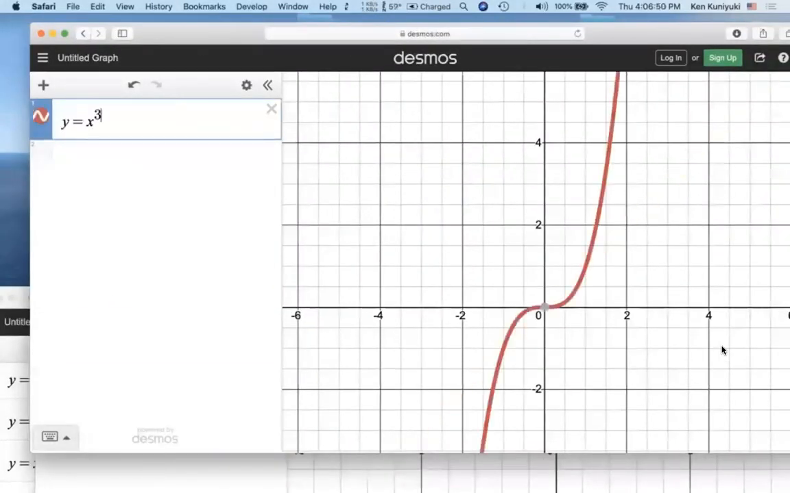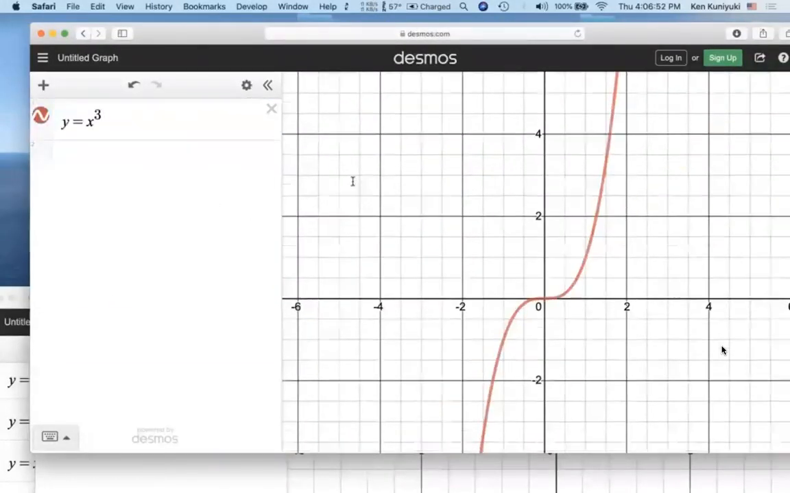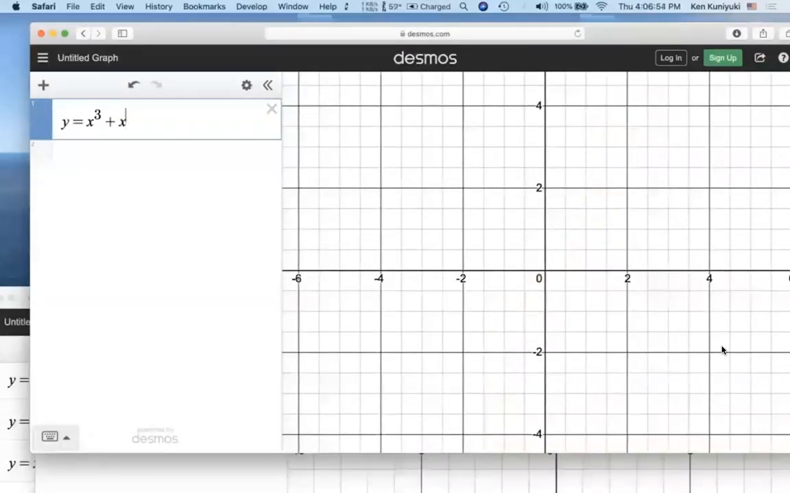y equals x to the third. Hey, that's our nice snake. But then try to add x squared. That's messed up. We lose both even and odd symmetries. It's neither even nor odd. That's typically the case when you add an odd and an even function that aren't 0.